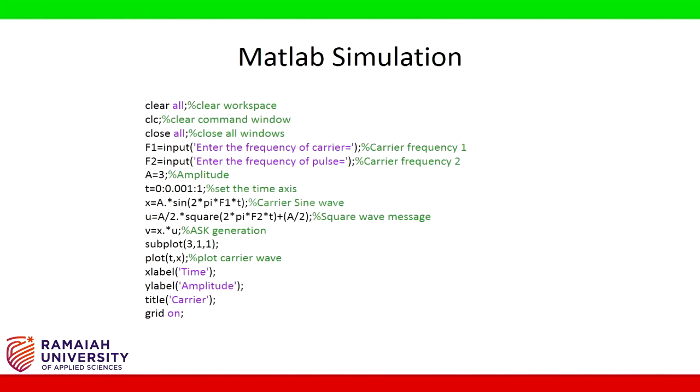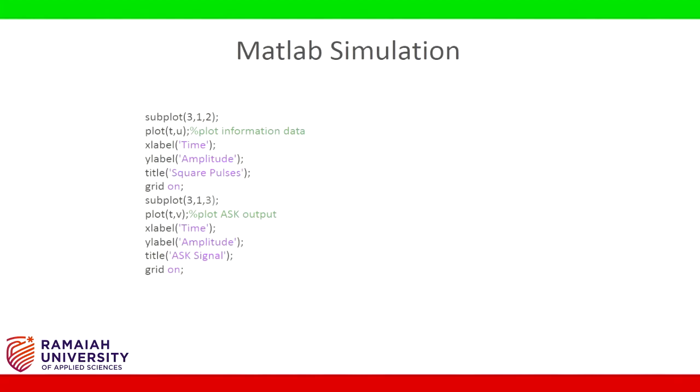The carrier signal is now plotted using the plot command and labeled accordingly. The input pulse data is plotted using the plot command and labeled accordingly. Finally, the ASK data is plotted and labeled accordingly.